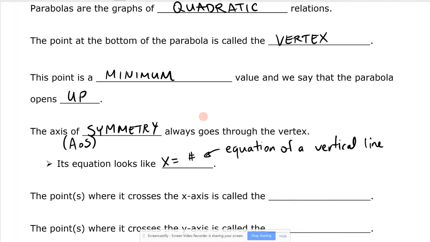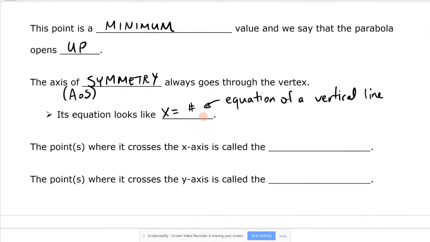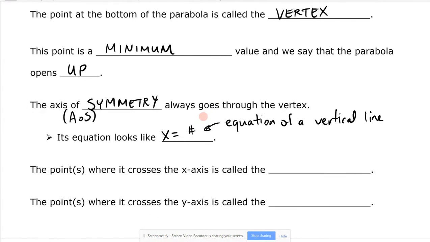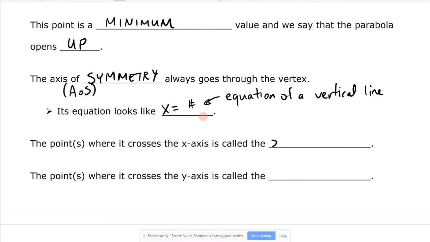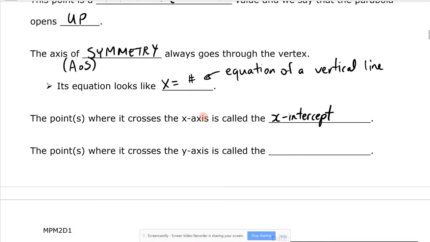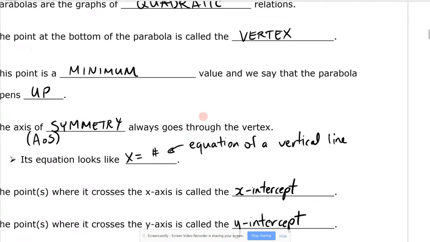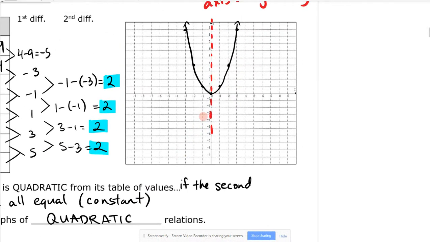Okay, we have another couple of points here. Where the points on the parabola cross the x-axis, we call that an x-intercept. And where the points cross the y-axis, we call that a y-intercept. It just so happens that on this parabola, the vertex is also an x-intercept and y-intercept because it crosses the x and y-axis at that point.